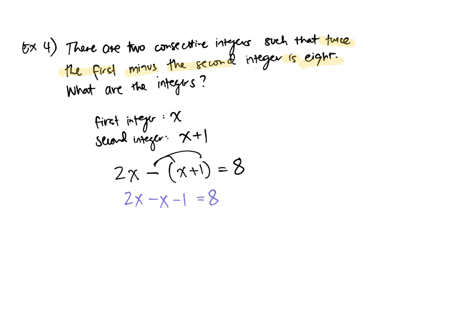Combining like terms, we have 2x minus x, which is just x, minus 1 equals 8. We'll add 1 to each side. x is equal to 9. So I know that our first integer is 9. The second one is x plus 1. So I know the second one's going to be 9 plus 1, which is 10.